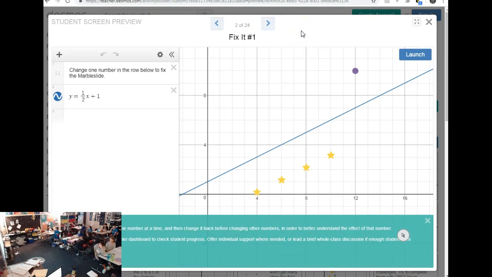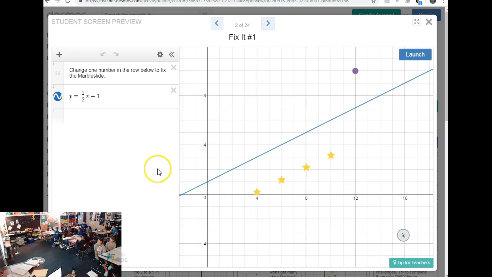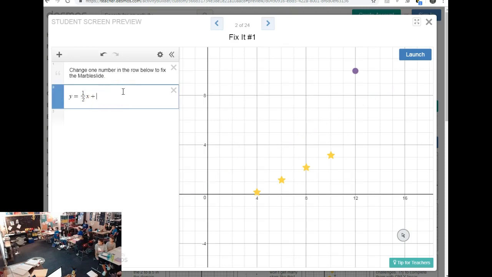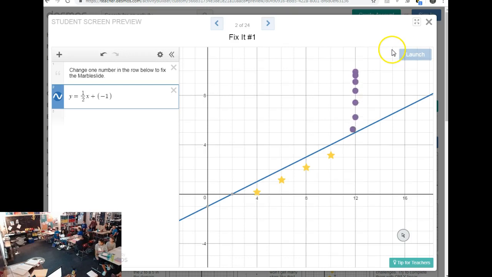As we're starting to understand our y equals mx plus b and what things do, I need a hand. Who has a suggestion for what I need to change? Quinn? Instead of y equals a half plus 1, make it y equals 1/2 x plus negative 1. Somebody else. Give me a hand.